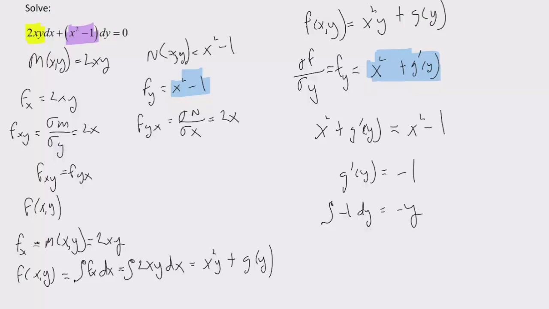Okay, so let's put all of these pieces together then. So I have f of xy equals x squared y minus y. And then in implicit form, that would be x squared y minus y equals a constant. So you give me an initial condition, I can continue solving from there.